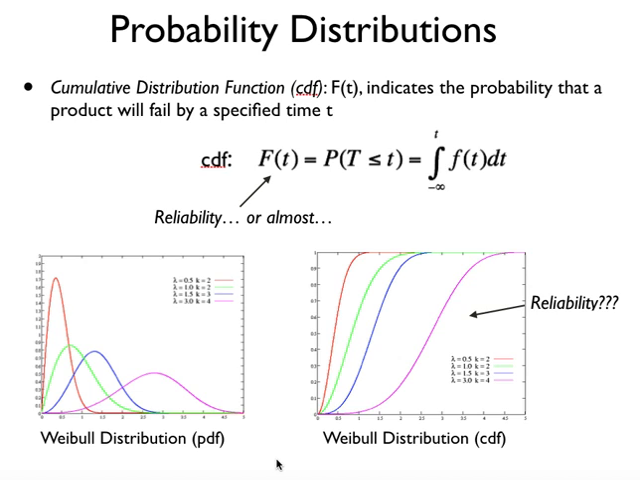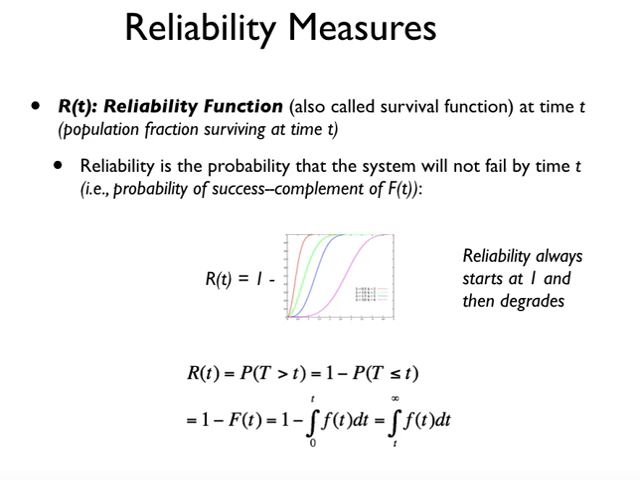So then the question is, is the CDF the reliability? Well, let's hope not, because if every system or part started with a reliability of zero, we'd be out of business, right? So it's not quite the reliability, it's pretty close. In fact, the reliability is 1 minus the CDF. You can kind of see that in the middle of the screen here. But it makes sense, right?